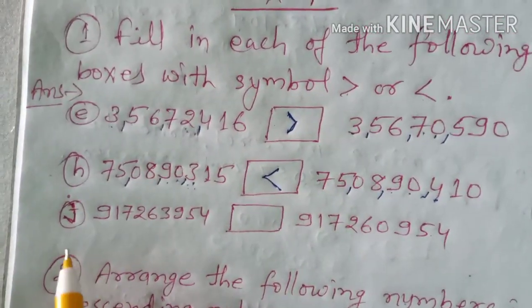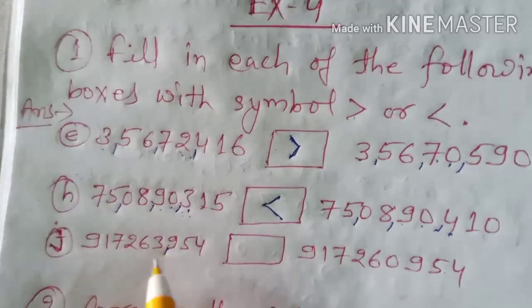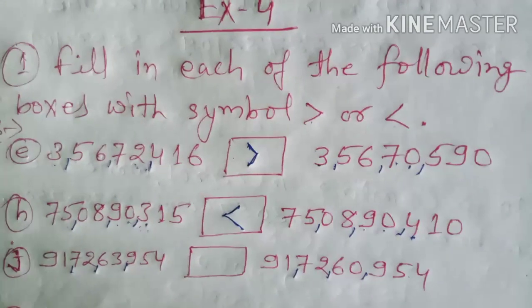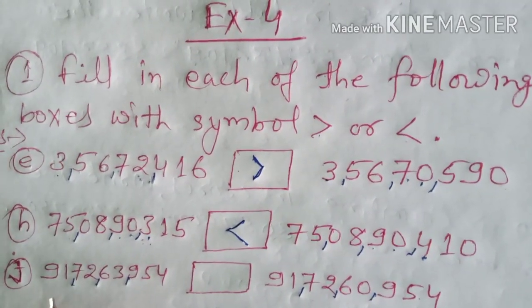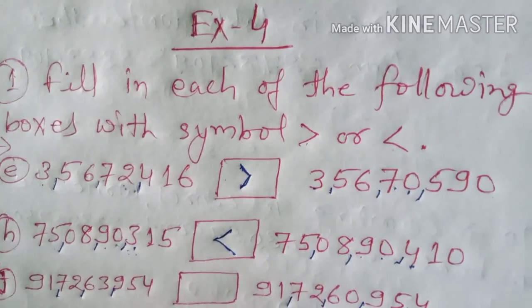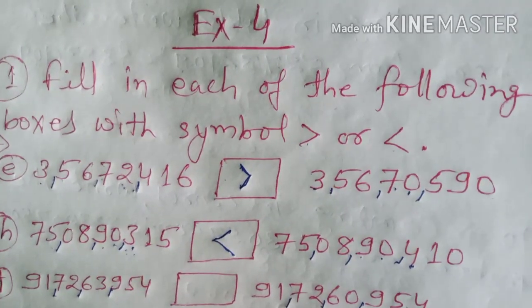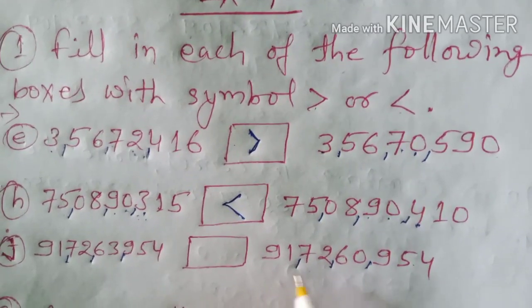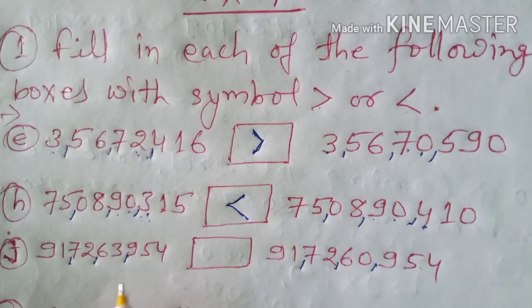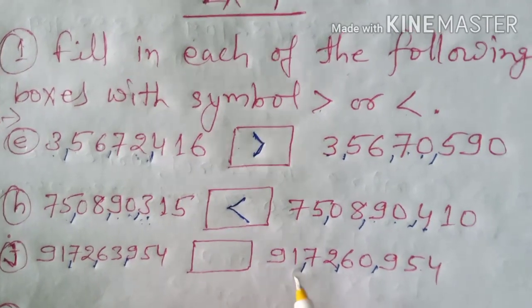Likewise, see the next question. First we will separate the periods in the number, and now we will read this number as 91 crore 72 lakh 63,954, and this number will be read as 91 crore 72 lakh 60,954. So let's compare these two numbers.